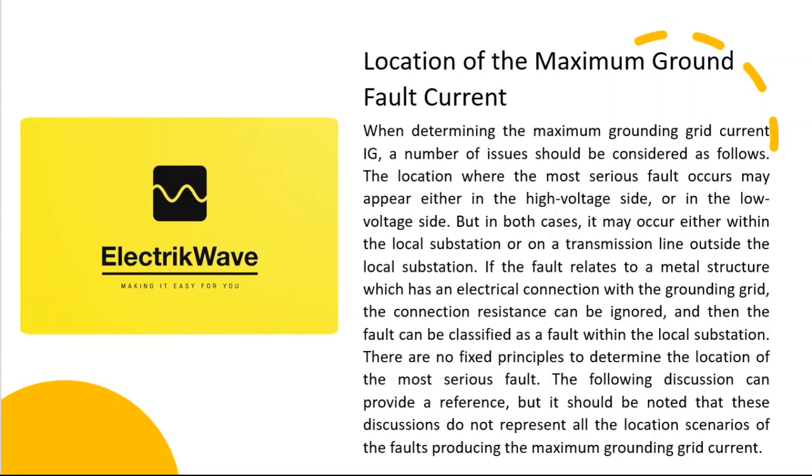When determining the maximum grounding grid current, a number of issues should be considered as follows. The location where the most serious fault occurs may appear either on the high voltage side or on the low voltage side. But in both cases, it may occur either within the local substation or on a transmission line outside the local substation. If the fault relates to a metal structure which has an electrical connection with the grounding grid, the connection resistance can be ignored, and then the fault can be classified as a fault within the local substation.